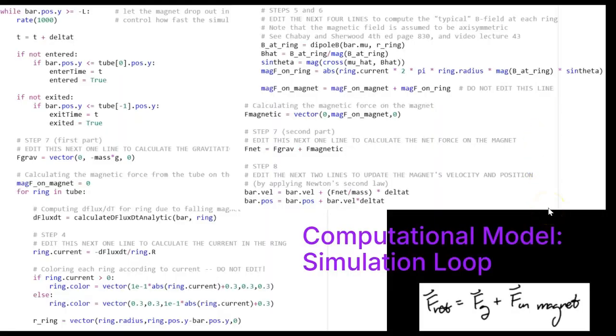For our simulation loop, we are calculating the force on the magnet by the loop and the force due to gravity to find the net force of the magnet. The loop also updates velocity and position of the magnet.